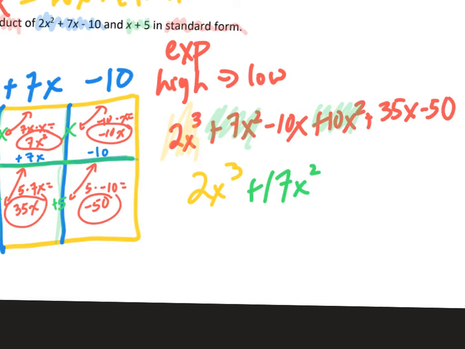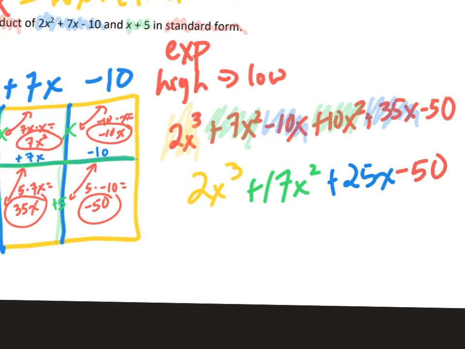My next term that I see over here is this minus 10x. It's a like term to plus 35x. So negative 10x plus 35x is going to be positive 25x. I don't have another like term to minus 50, this constant term I have over here. So I'm going to bring it down.